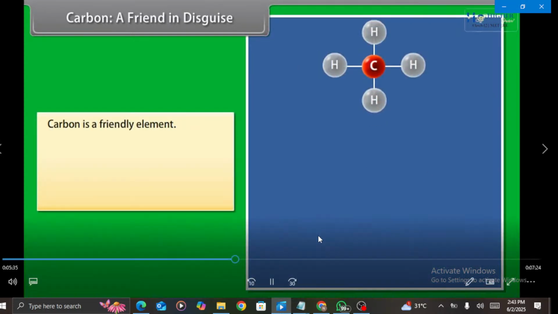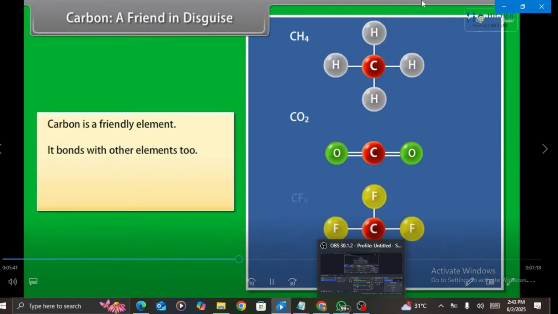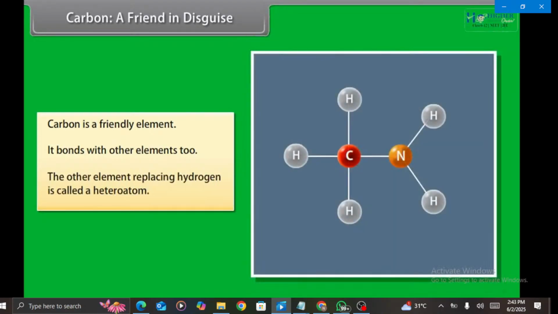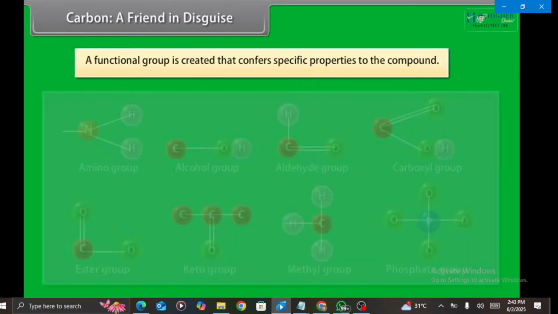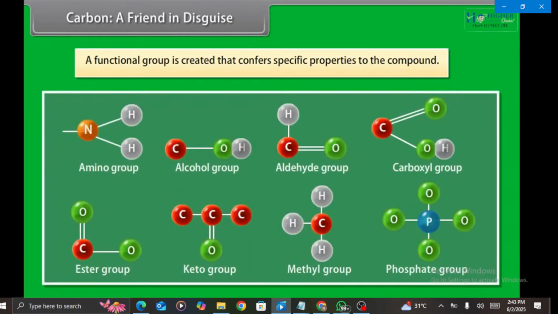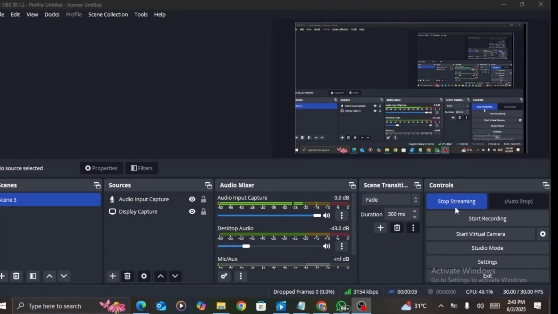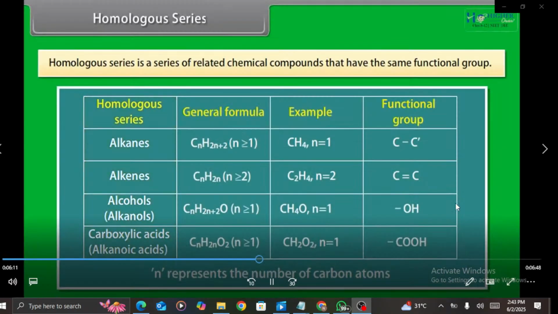It not only bonds with hydrogen, but also with other elements such as halogens, oxygen, nitrogen, and sulfur. The compounds are formed in the same manner as with hydrogen. However, instead of hydrogen, the other element is used, and this element replacing hydrogen is called a heteroatom. A functional group is created that confers specific properties to the compound without considering the length and nature of the carbon chain.